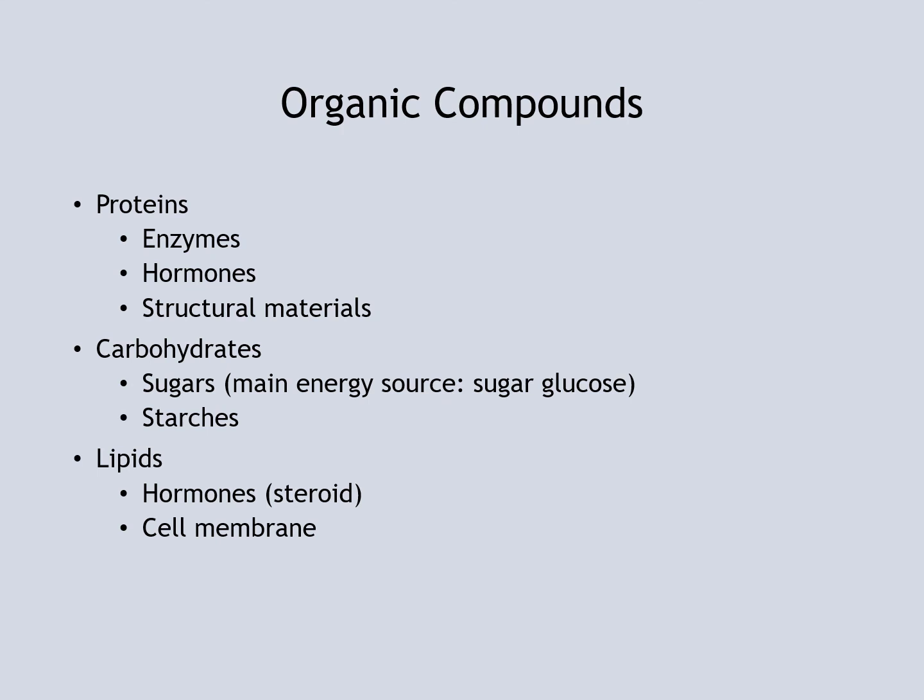Carbohydrates are found in two main forms. Sugar is the main energy source for just about any cell, and the sugar of choice for your cells is glucose. This is what your cells prefer. Now, if they're given other sugars, they can convert those into glucose. You also find starches in cells. These are also used for structural materials.